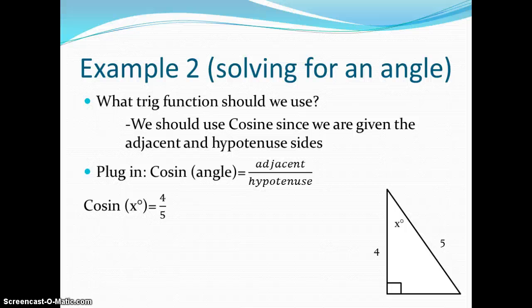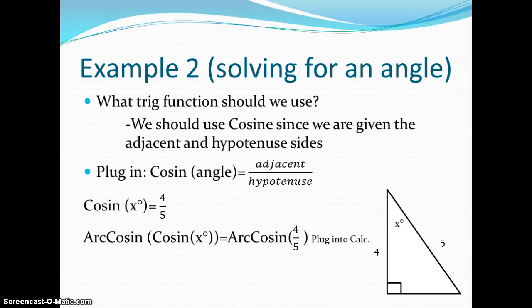Now to get rid of the cosine on the left, to get x by itself, we're going to do the opposite. So we have our arccosine of the cosine of x degrees equals our arccosine of 4 over 5. When you do this, the arccosine and the cosine cancel out, so we'll just have x on the left side. And we plug it into our calculator. Make sure that you're using the arccosine instead of just the cosine. So we'll get x equals 36.8 degrees.